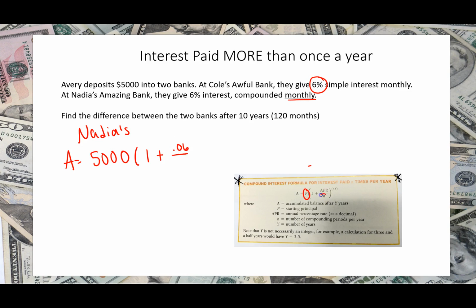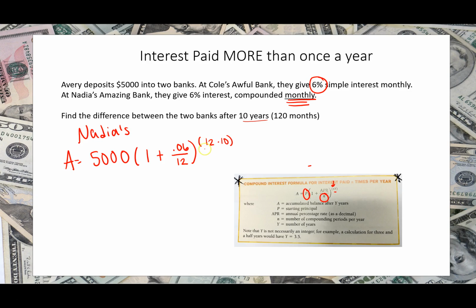Divide that by N. Well, if we're talking about monthly, remember N is equal to 12 because there's 12 months in a year. And then we're going to raise that to the power of N, which is 12, times the number of years, which is how many years are we doing here? 10 years. So that's going to be times 10.